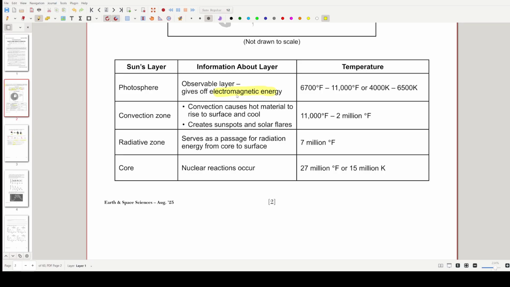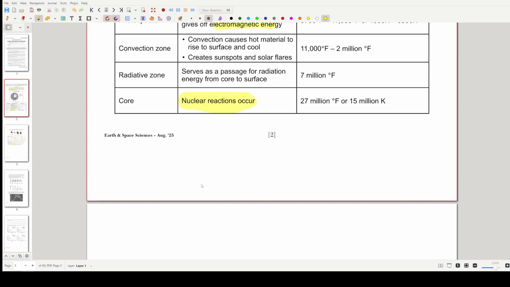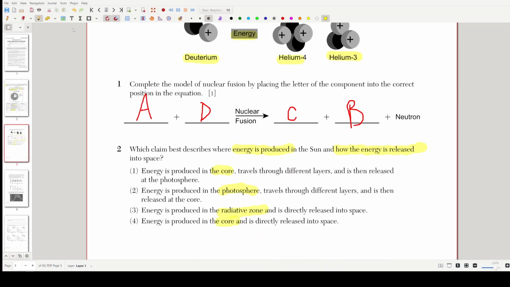That's not where it's produced, though. So nuclear reactions occur. That's where it's produced. The nuclear reaction is going to produce the energy, right? So it's definitely the core. Now, why that's useful to do is we can get rid of 2 and 3 immediately, because that doesn't say it's produced in the core.